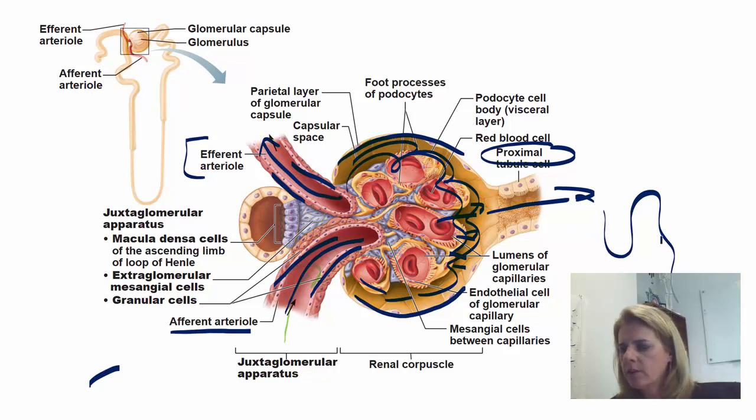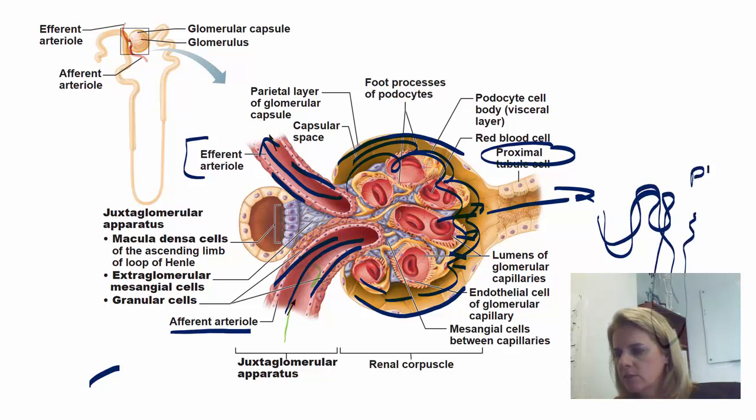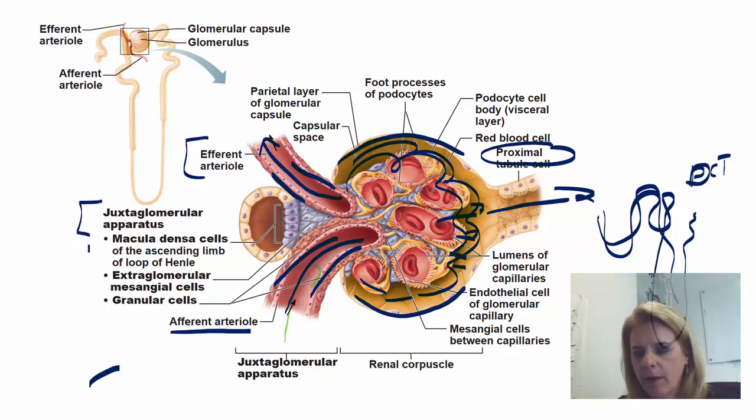Now, when the proximal tubule does its little thing, then it makes that long loop of Henle, and it comes back up as the distal convoluted tubule. That's a D. The distal convoluted tubule comes back to its own glomerulus, its own efferent arteriole glomerular area, and we call that the juxtaglomerular apparatus.